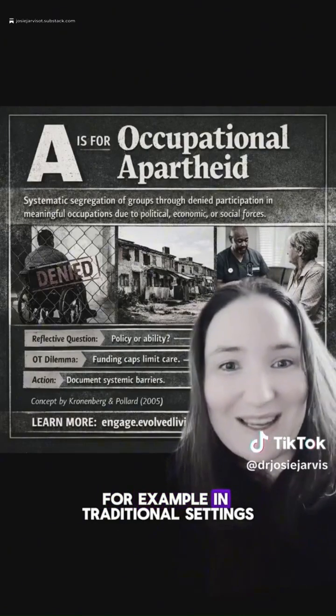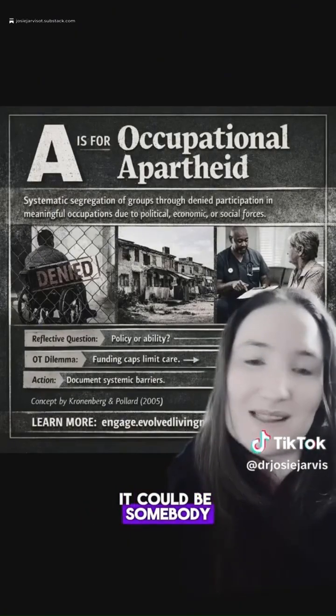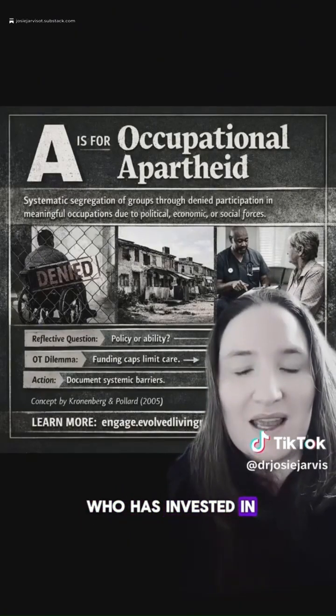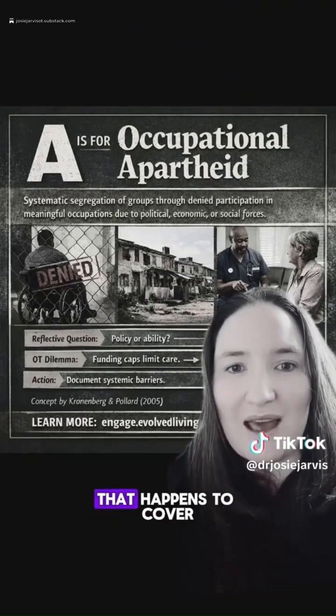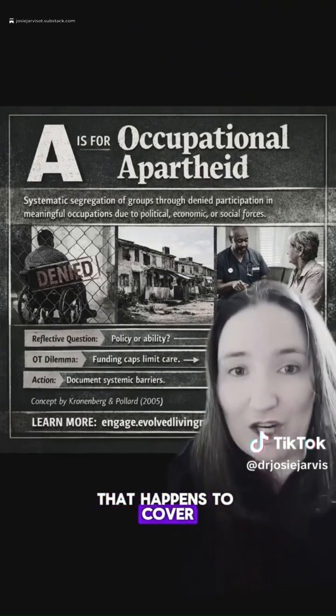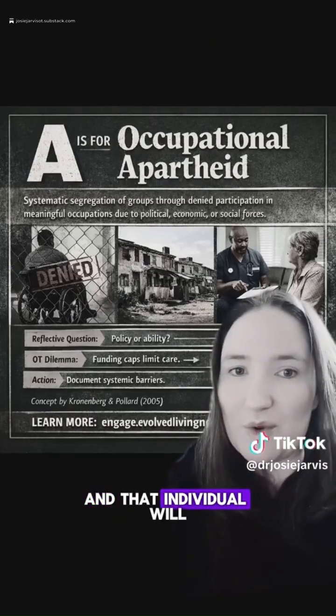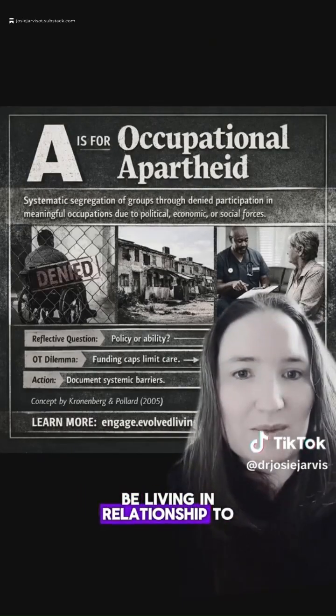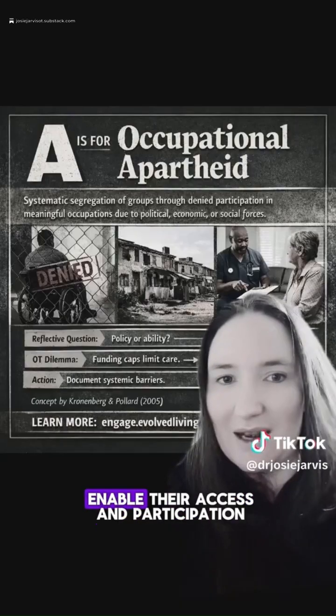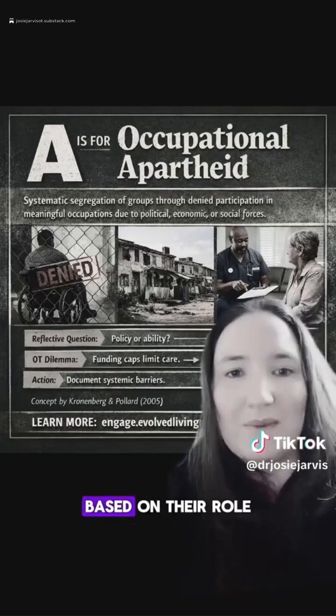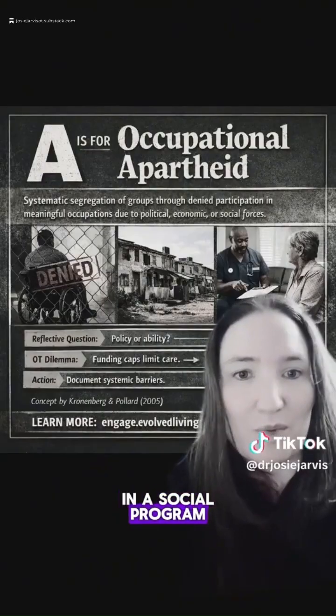For example, in traditional settings, it could be somebody who has invested in long-term care insurance that happens to cover a mechanical stair lift in their home. And that individual will be living in relationship to policies and procedures that enable their access and participation based on their enrollment in a social program.